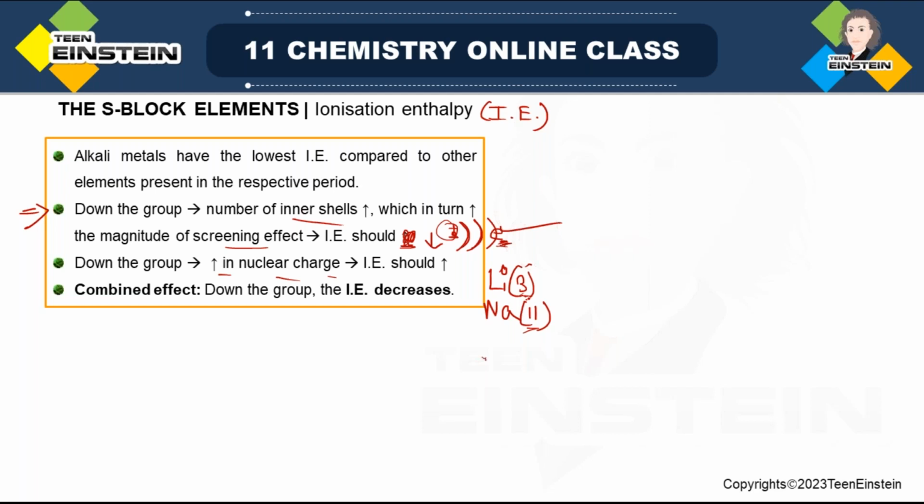Now, there are two opposing effects going on simultaneously. But who is winning? Which effect is outweighing? It is basically the first effect. So down the group, number of inner shells increasing. There is also increase in nuclear charge, but this effect is ultimately not important. The ultimate effect, that is the combined effect, is down the group ionization energy decreases, and that is because of this reason, that is number of inner shells are increasing. So the first effect is defeating the other effect. So the combined effect is down the group ionization energy decreases.